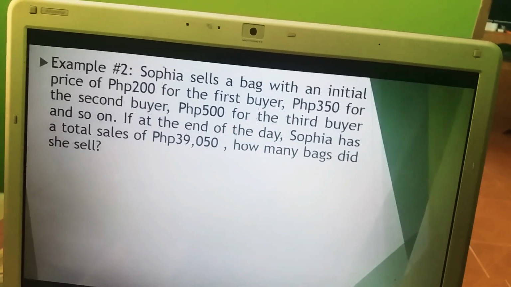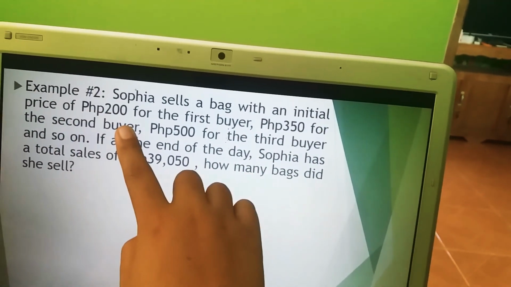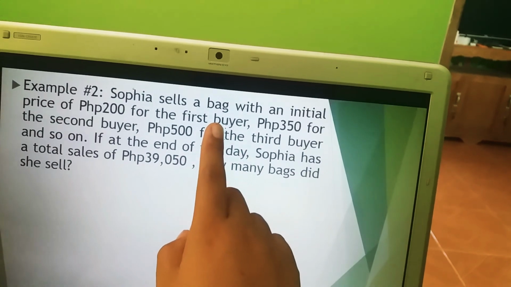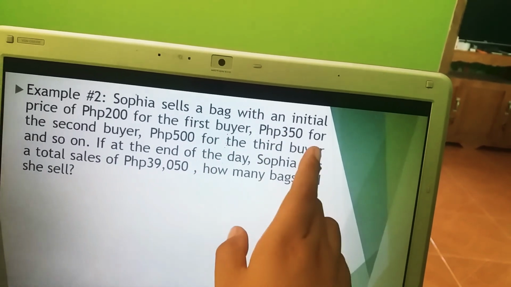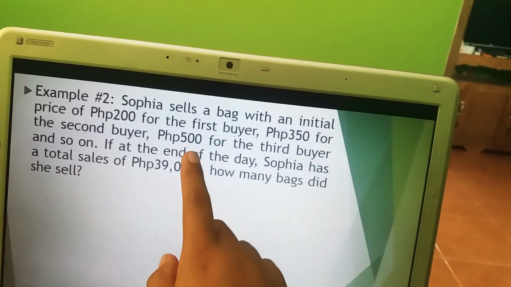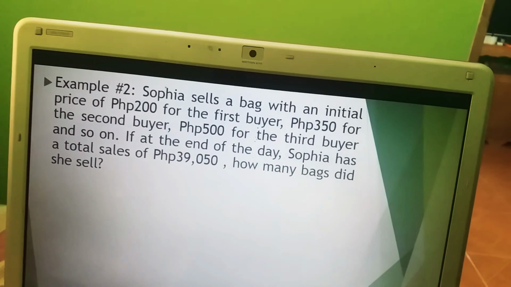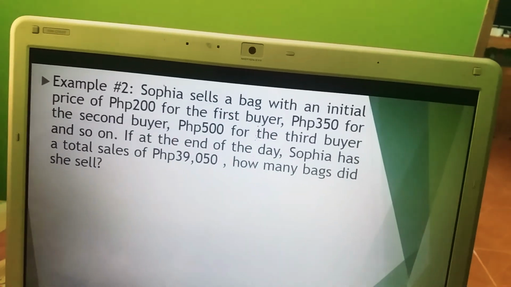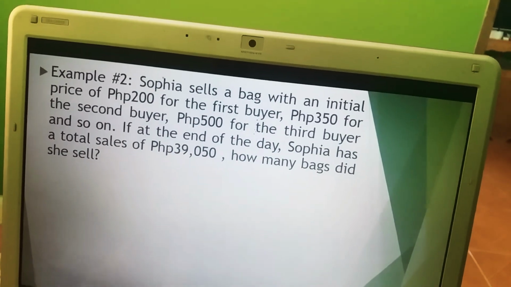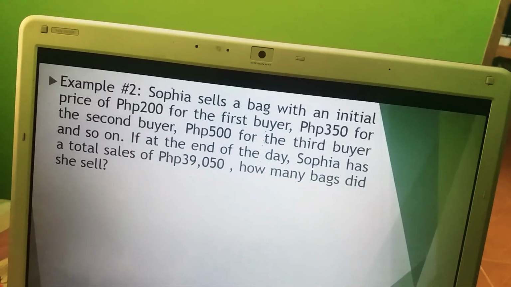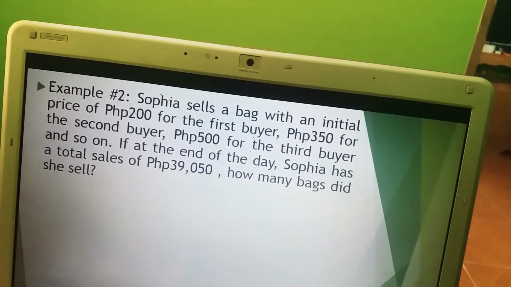Sophia sells a bag with an initial price of 200 for the first buyer. So, 200 dun sa unang bibili. 350 for the second buyer and 500 for the third buyer and so on. So, dapat pala, kailangan una akong bibili para 200 lang yung price kasi habang dumadami yung buyer, tumataas din yung price ng kanyang bag.